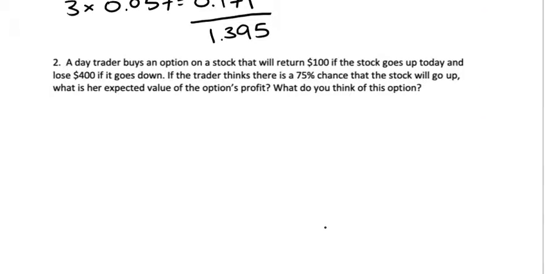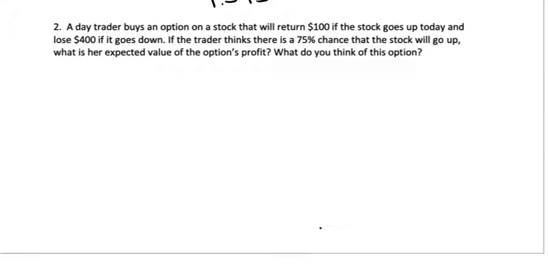Our second example, this is a day trader buying an option on a stock. It will return $100 if the stock goes up today and lose $400 if it goes down. If the trader thinks there is a 75% chance that the stock will go up, what is her expected value of the option's profit? So it seems like probability of 75%, that's a pretty good chance that it's going to go up, so it seems like that's a good buy. But let's calculate the expected value and see.